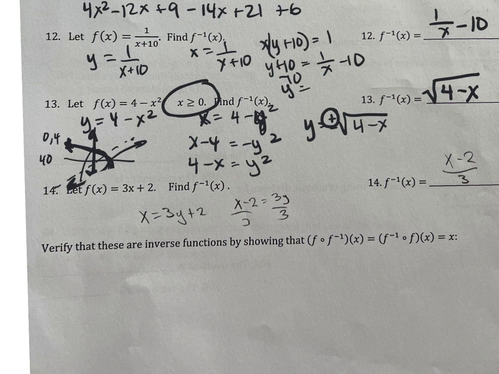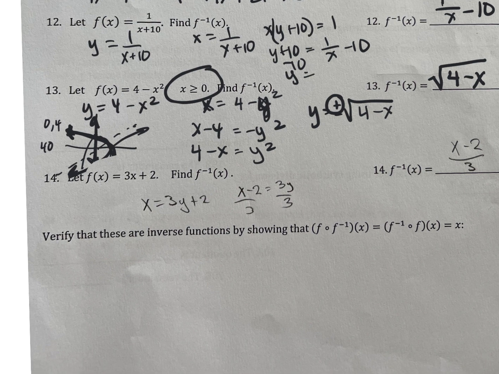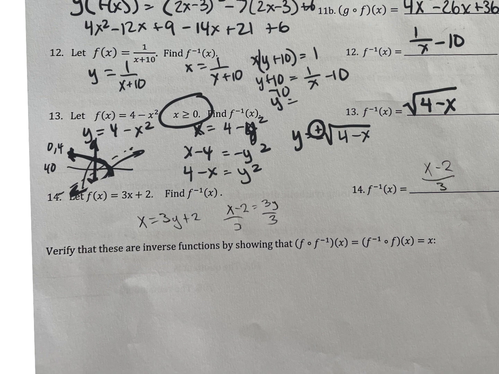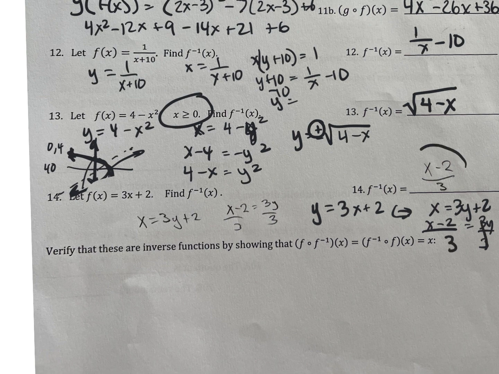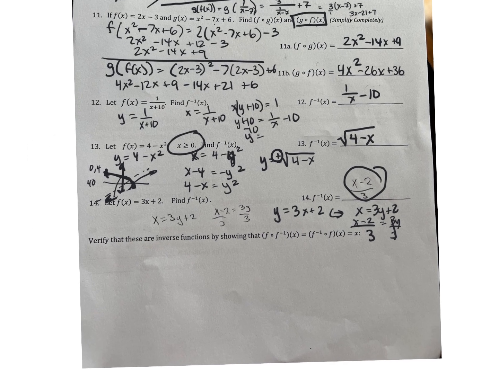All right, so we want to do the inverse one more time. So we let y equals that. Then we switch the x and y's. Then we solve for y. So x minus 2, divided by 3, and x minus 2 divided by 3 is correct.